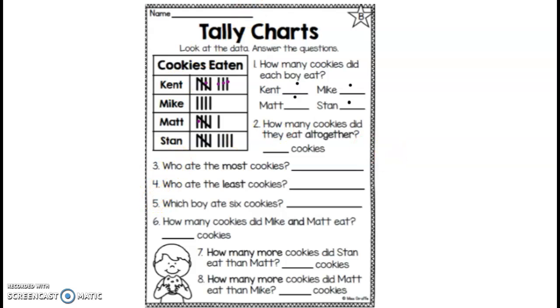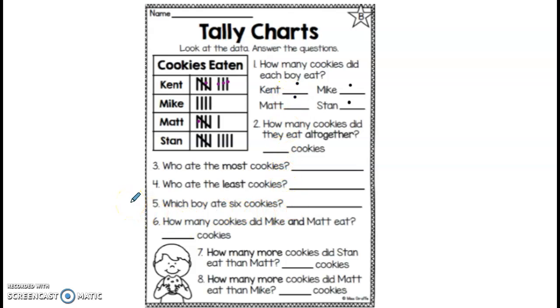Then it asks a familiar question, who ate the most cookies? So looking at either the tallies or looking at their numbers here on the lines, which number was the highest? Then it says who ate the least cookies? So looking at these numbers again or looking at the tallies, who ate the lowest amount is the least. And then it's asking another detailed question, which boy ate 6 cookies? So you need to look at the graph and figure out which one had 6, or you can look over here to figure out which boy ate 6 and then write their name on the line.